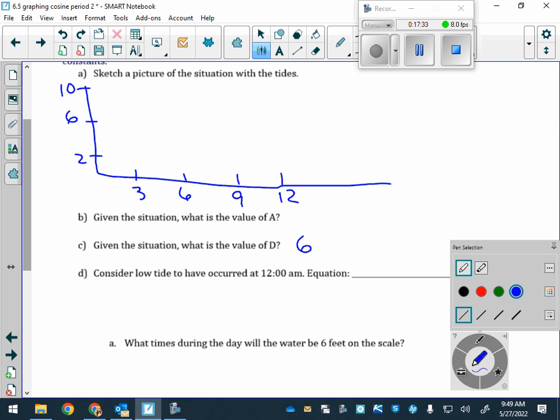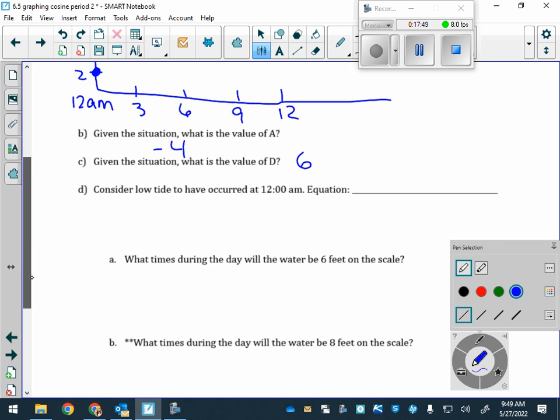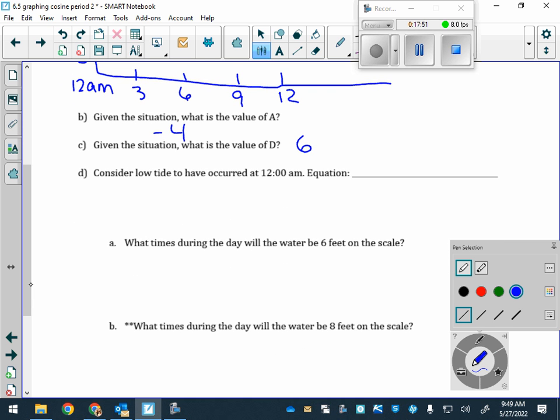Yeah, Jaden. -4. Good. Because they're saying now consider low tide have occurred at 12 a.m. So if this is 12 a.m., that is low tide. Okay. What would be my equation then?